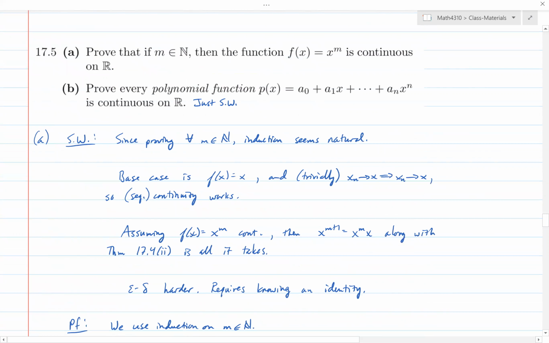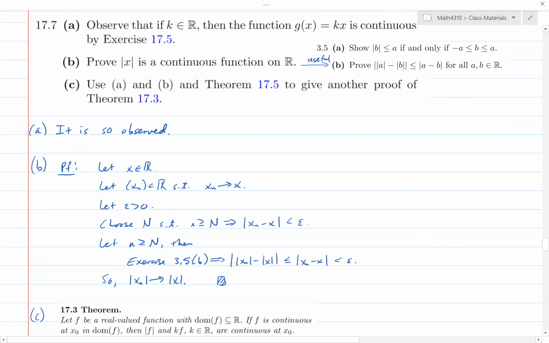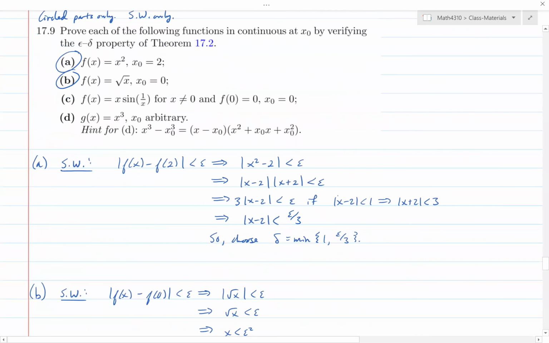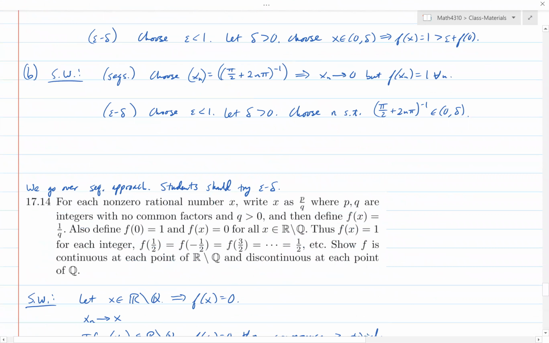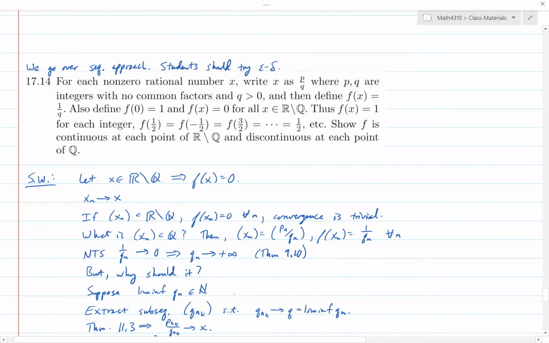We did induction for 17.5 along with some of those theorems that I was just highlighting to prove continuity of all polynomials. Then 17.7 was one we did to give an alternative proof of theorem 17.3. And we did some scratch work for 17.9 and 17.10 in terms of epsilon delta and sequential characterizations of continuity. And then the longer proof of this exercise is one that we haven't done.